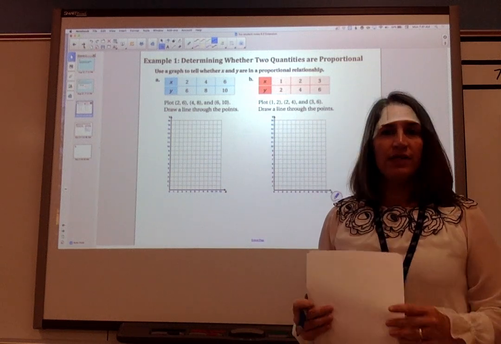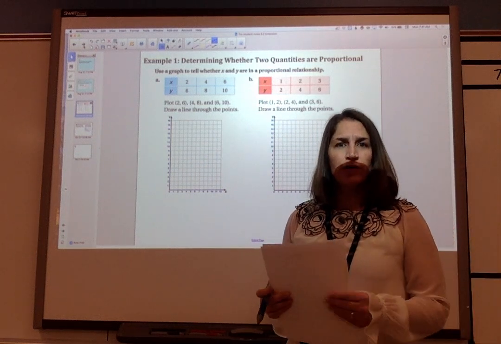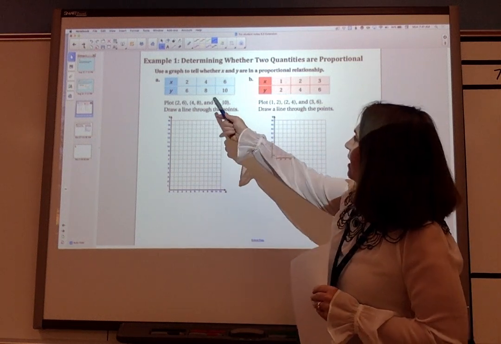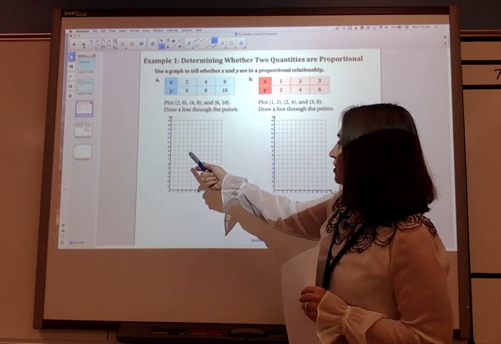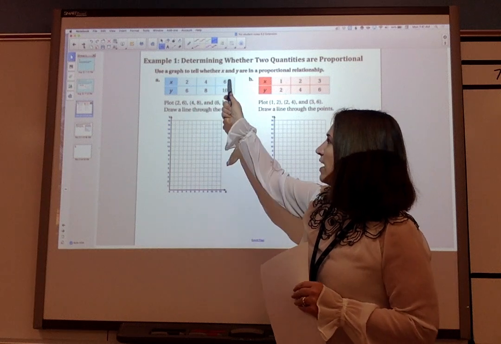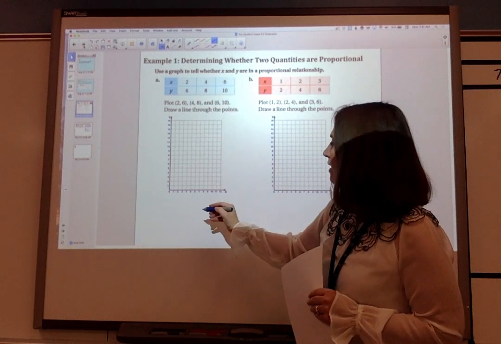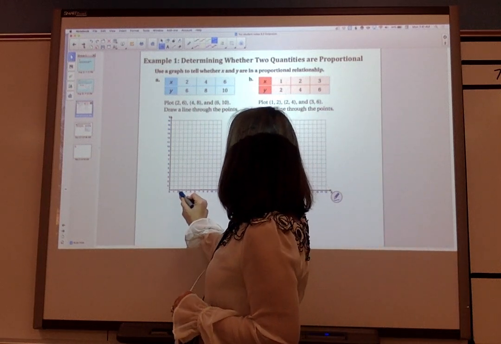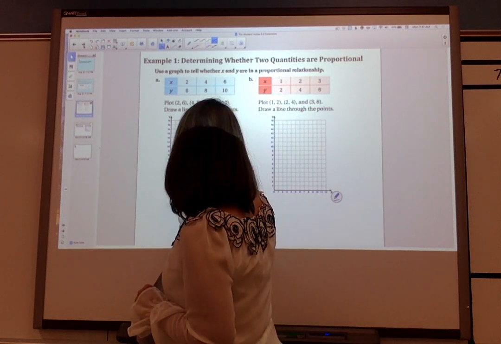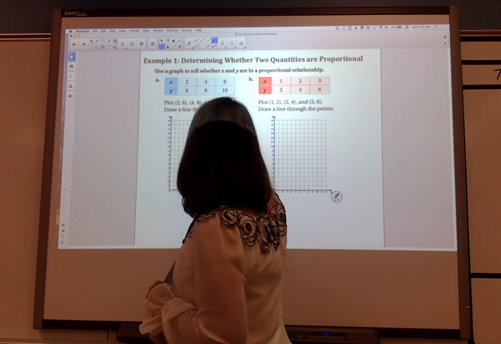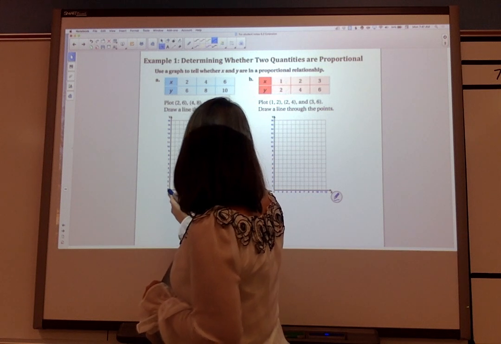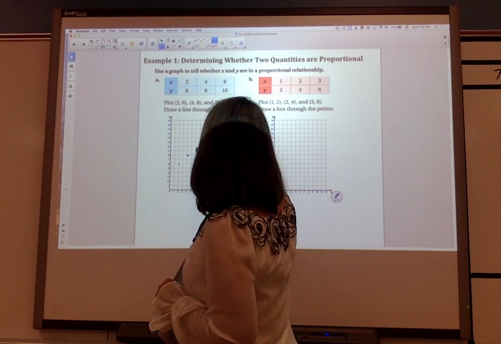So let's look at the first example. We're going to determine whether two quantities are proportional. And we're going to use a graph to tell whether x and y are in a proportional relationship. So here we have some values of x and some values of y. Let's go ahead and graph those. When x is 2, y is 6. When x is 4, y is 8. When x is 6, y is 10.